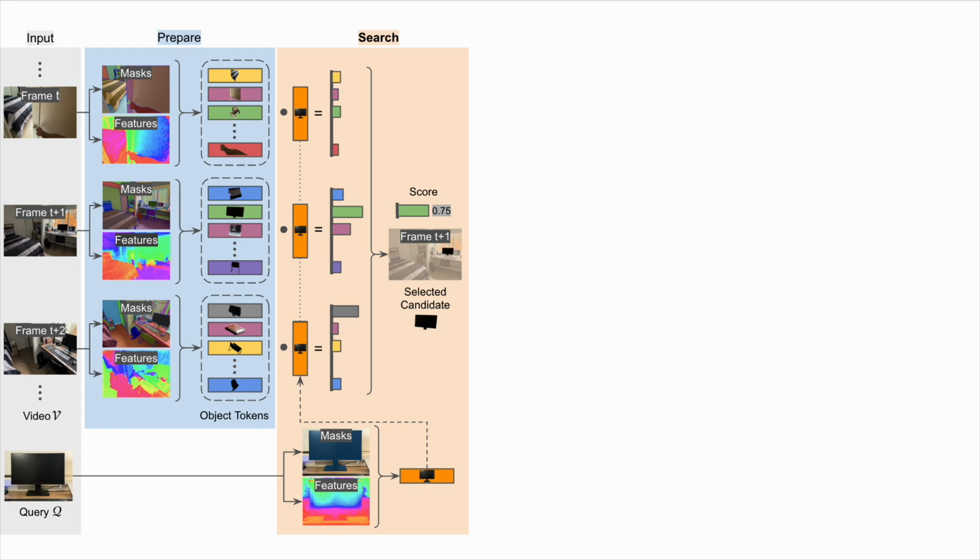In stage 2, we search for the given query in the video. Specifically, we extract a region-based representation for the query using the same process as in stage 1 and compute cosine similarity between the query token and all region tokens from the video. We use this similarity score to select high-scoring candidate regions that are likely matches for the query.